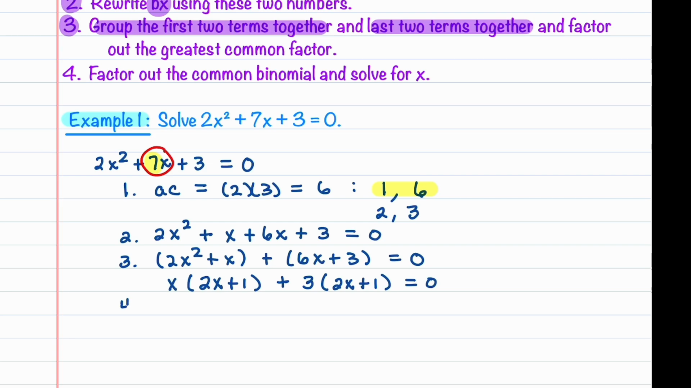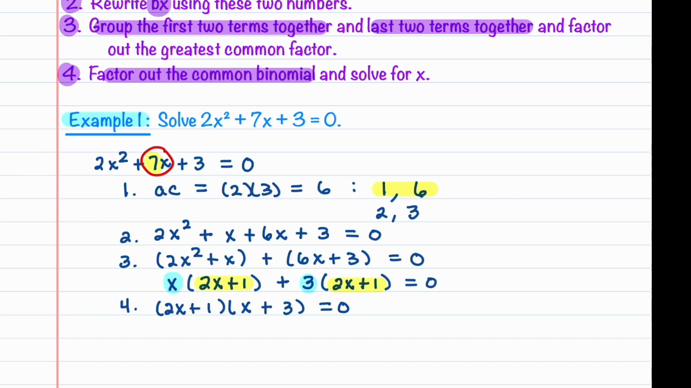Let's go to our fourth step. Our fourth step says that we're going to factor out the common binomial, and then we'll solve for x. Our common binomial is this term and this term. So you know you've done the grouping right when you end up with a common binomial. Let's go ahead and factor that out. This is 2x plus 1. And then we have an x term from our first grouping left over. And then from our second grouping, we have a 3 left over. So we're going to add 3, and that's equal to 0.